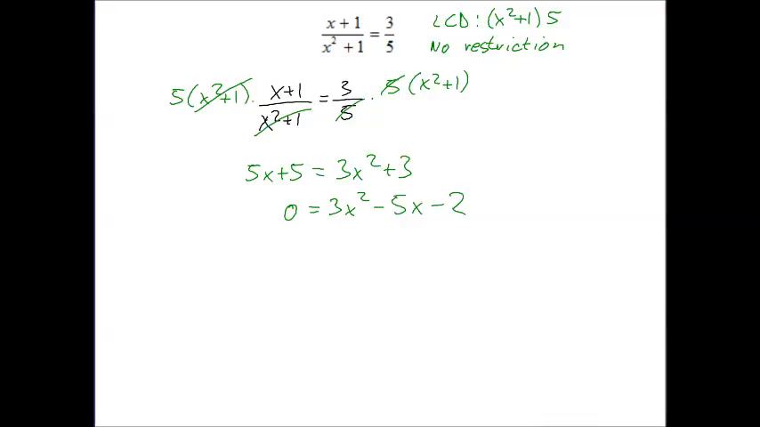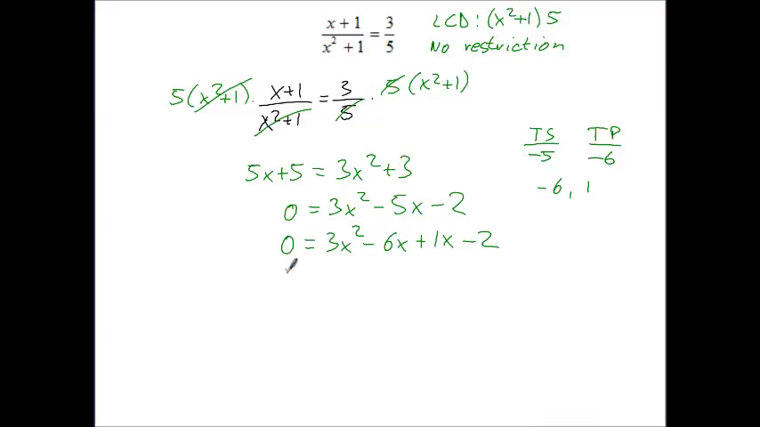Can we factor this? Well, let's check it out. But let's not forget that our target sum is negative 5, but our target product is actually the product of 3 and negative 2. In other words, negative 6. And which two numbers give us that target sum and that target product? The answer is the numbers are negative 6 and 1. Now, since our lead coefficient is not 1, we need to split our middle term. So we have 3x squared minus 6x plus 1x minus 2.